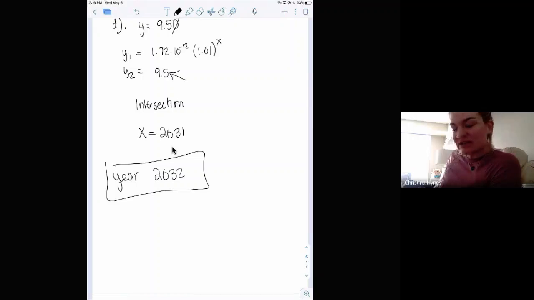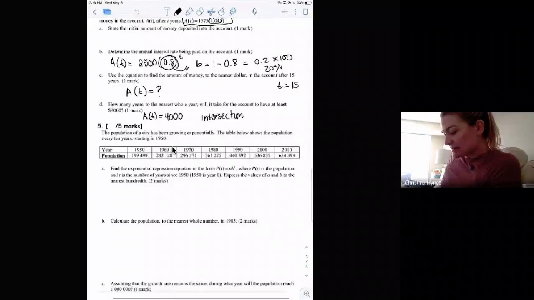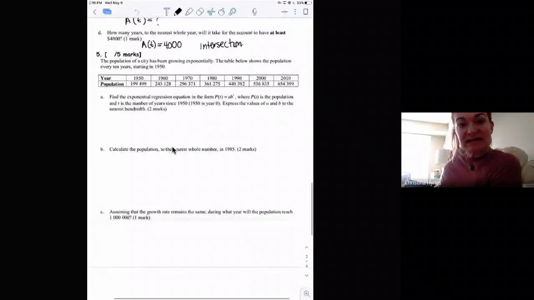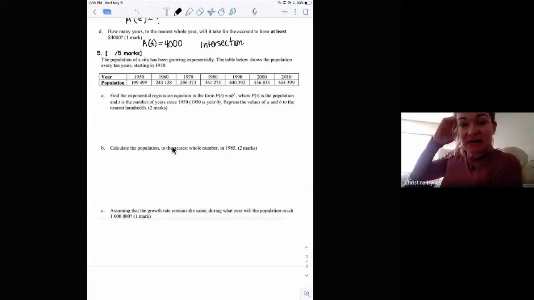So I'm just going to go to the actual assignment just to see if there's any differences to what you guys have. So exponential assignment. Like I said, for this one, it's similar. Your year will be your L1. So this is your assignment here. Your population will be your L2. The first question, they just want you to write the equation that you see.